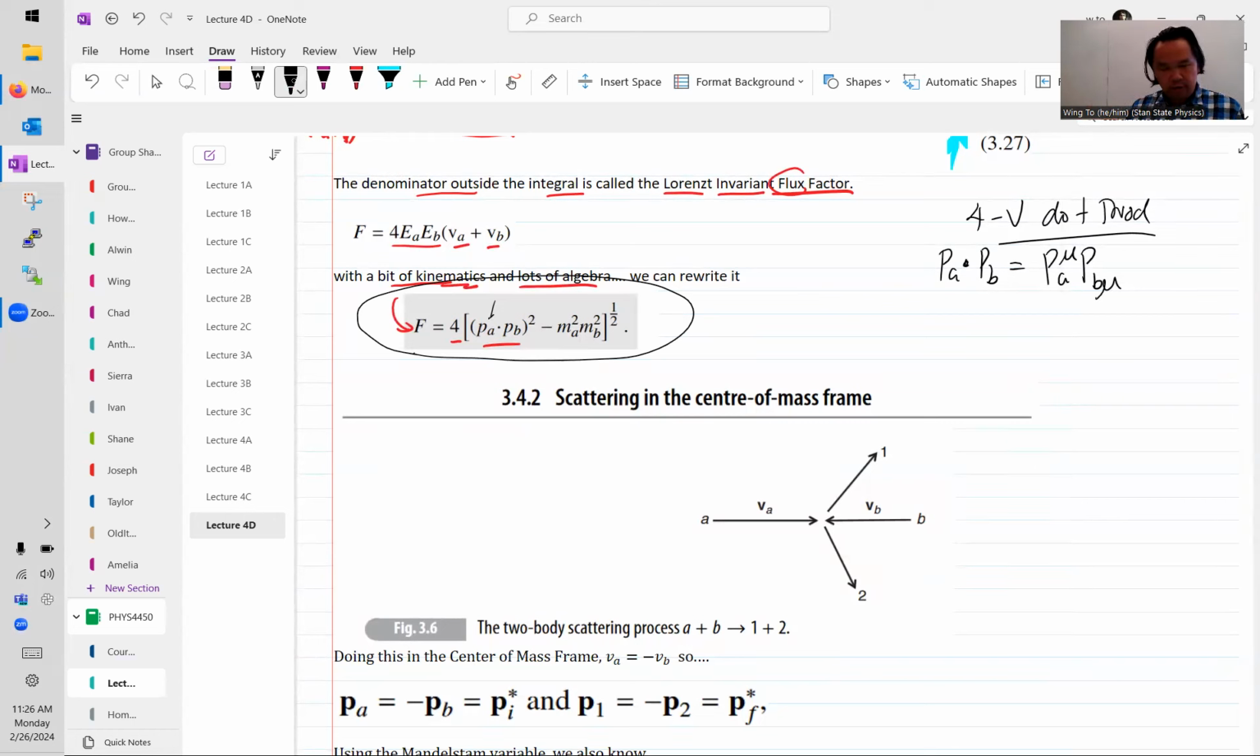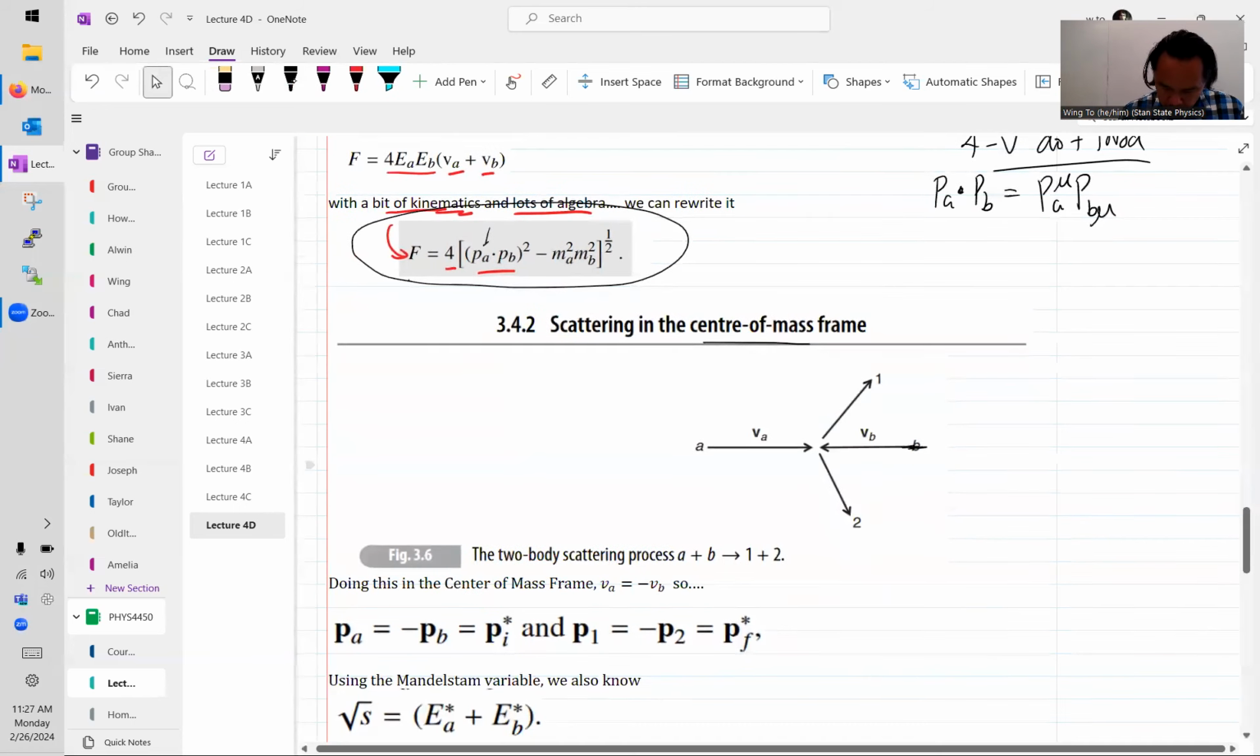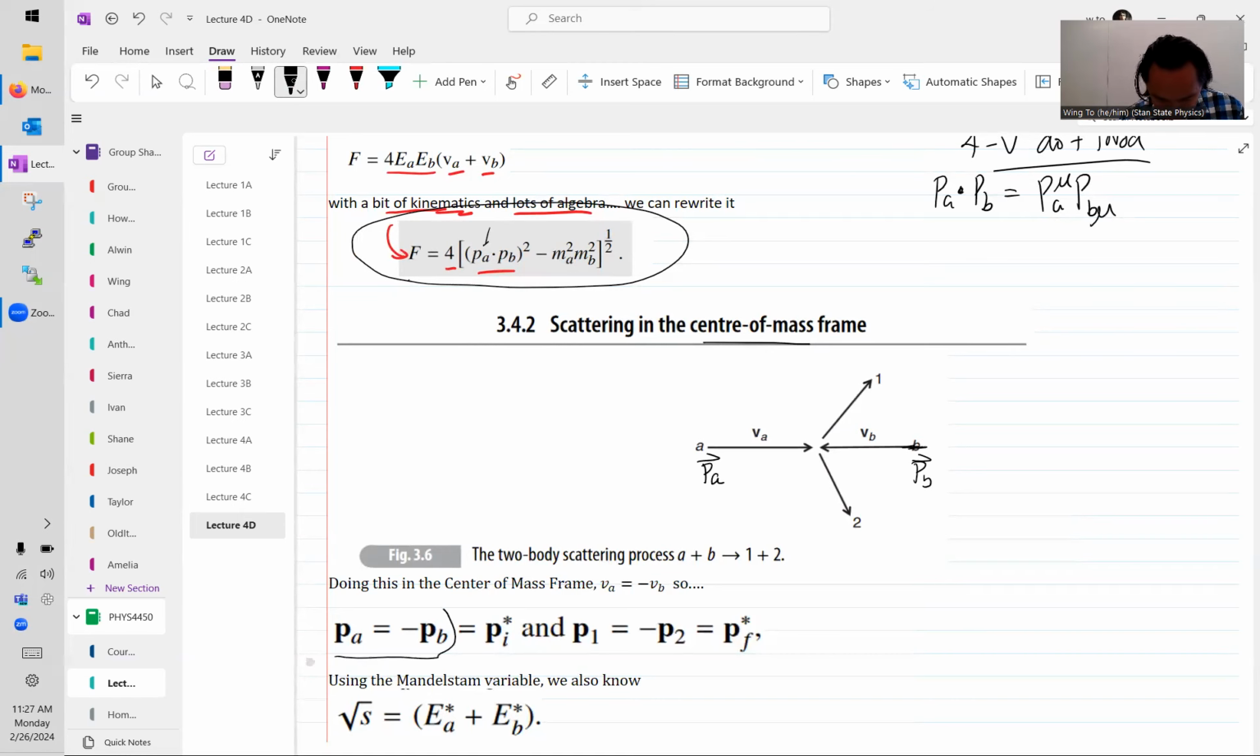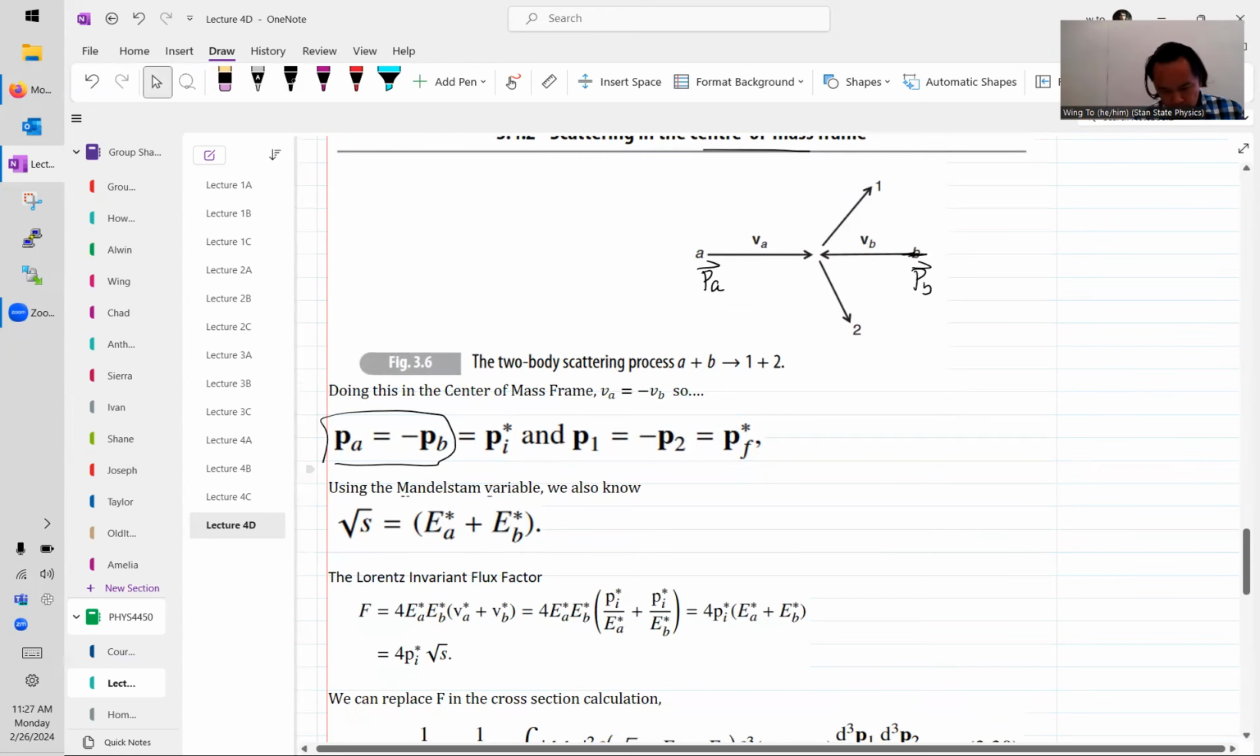Because that factor is Lorentz invariant, we can do this calculation in any frame of reference we want, and our favorite frame of reference is the center of mass frame. The center of mass frame is really nice. Whatever the 3-momentum of particle A and of particle B coming in, they are going to be equal and opposite each other. That's a nice frame of reference. In fact, what Thomson decided to do is just call this p_i star.